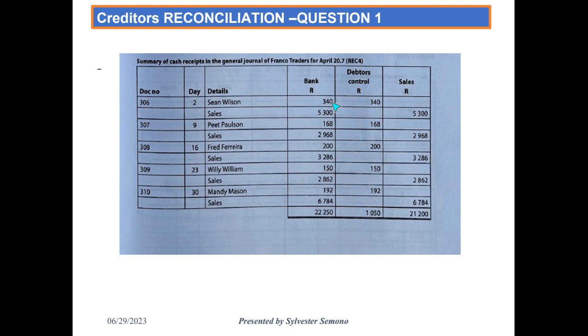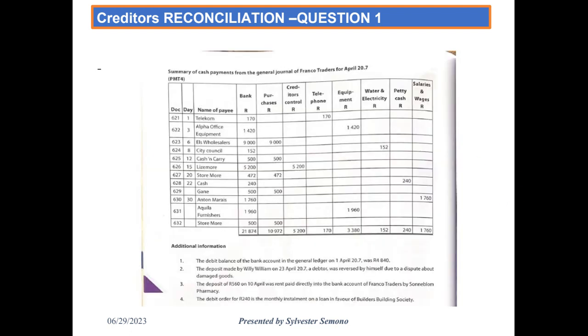So after they compiled, the total of the bank was 22,250. Unfortunately, they got the bank statement. So they cannot cancel the whole thing and start again. They will start with what? Where they ended. Can you see now? This is the total of the receipts.